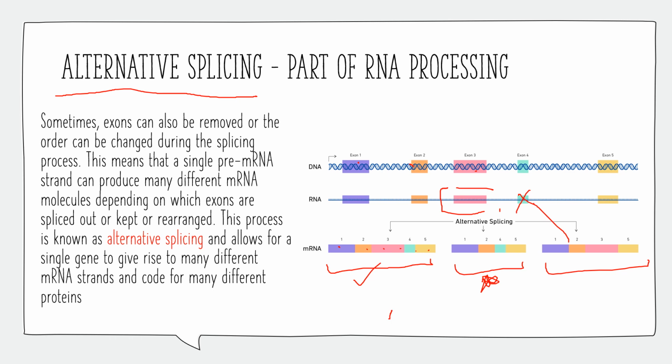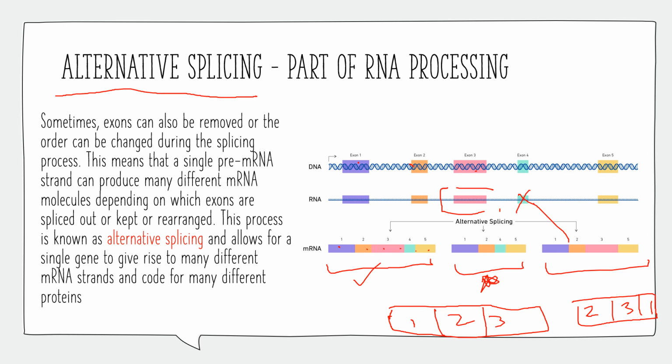So if you've got exon 1, 2, and 3, these can be rearranged during this alternative splicing process to create a completely new, different mRNA strand. This means that a single pre-mRNA molecule can produce many different mRNA molecules depending on which exons are spliced out or rearranged. So this is what alternative splicing is.